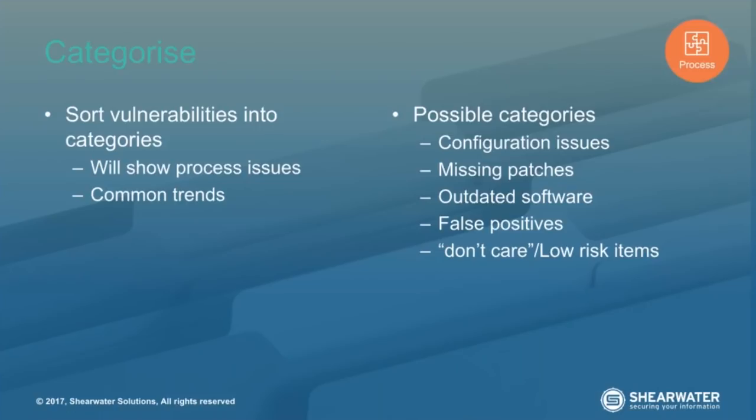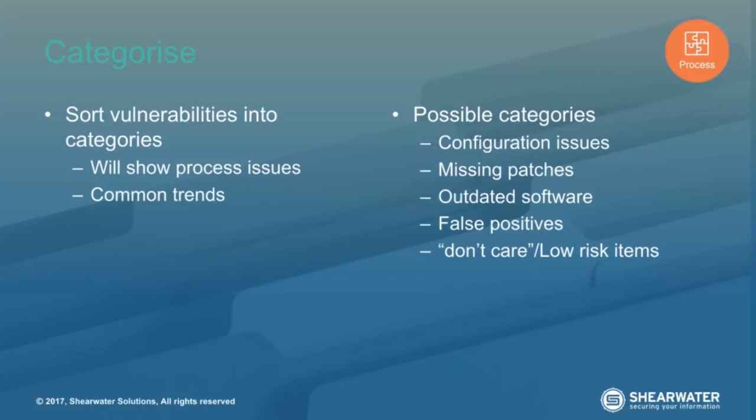If you have a lot of false positives, what does that show? Well, it shows you a little bit of a process issue again. It means that you need to more carefully weed out the information for your particular environment, because maybe some of the checks aren't relevant for your environment, or they are just not helpful at all.